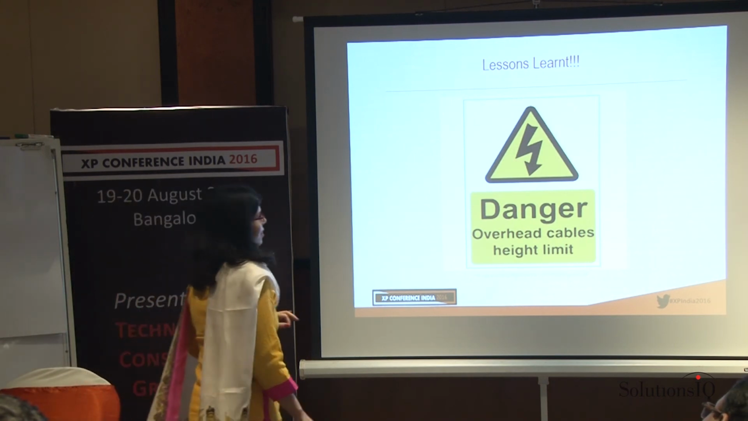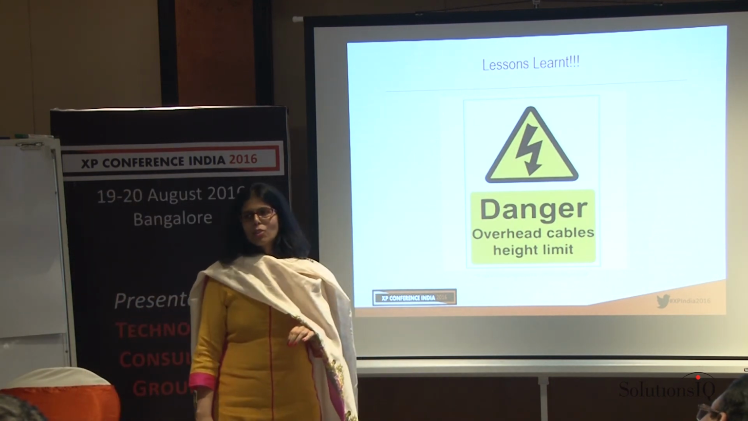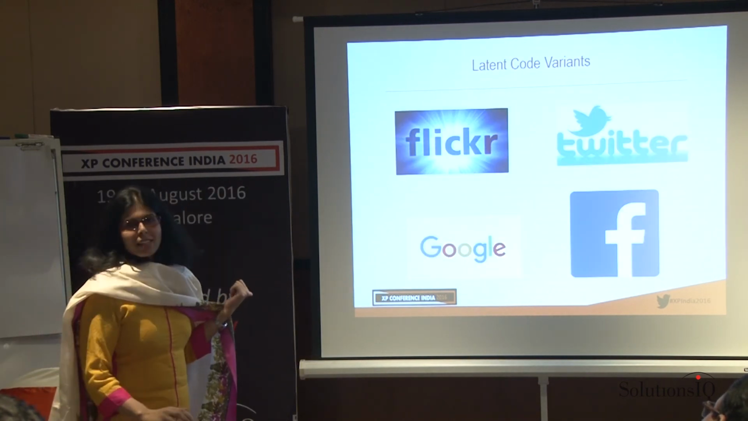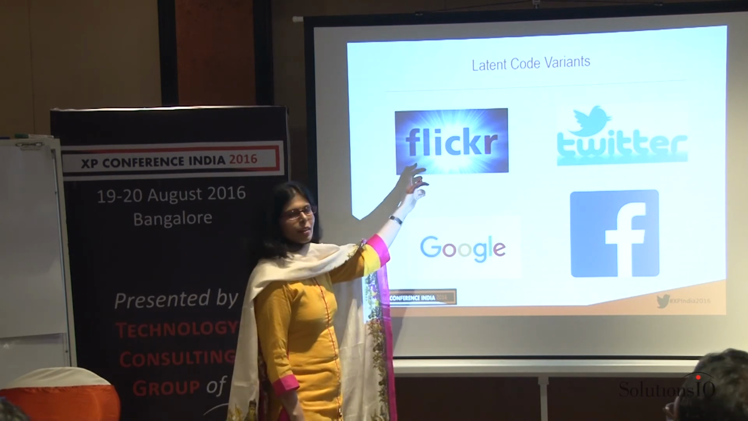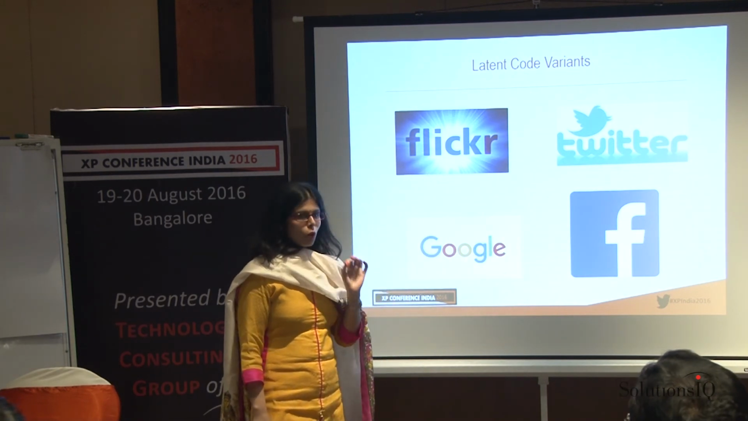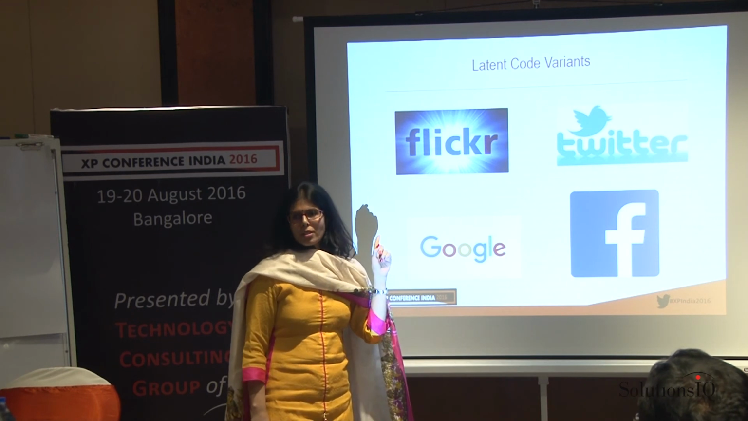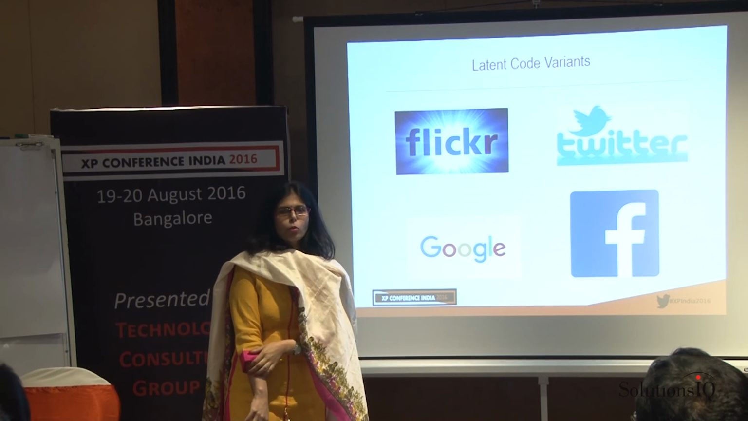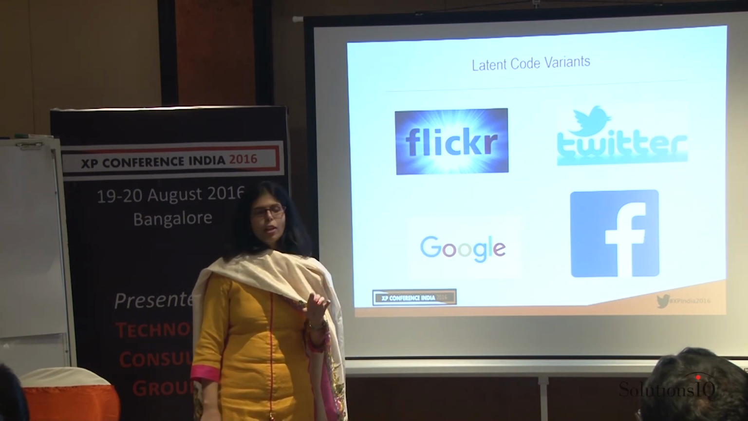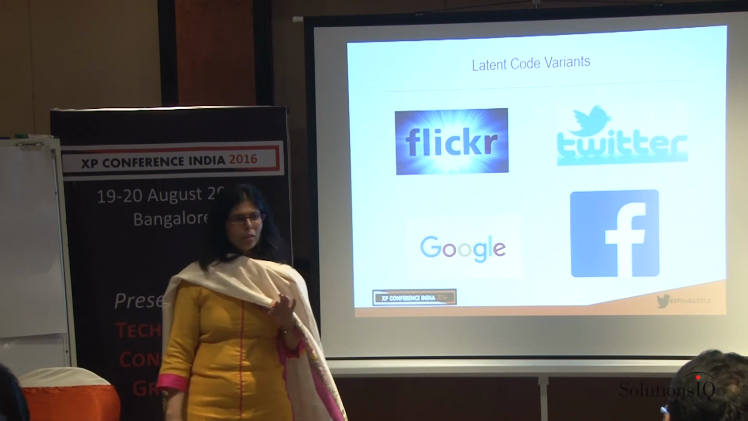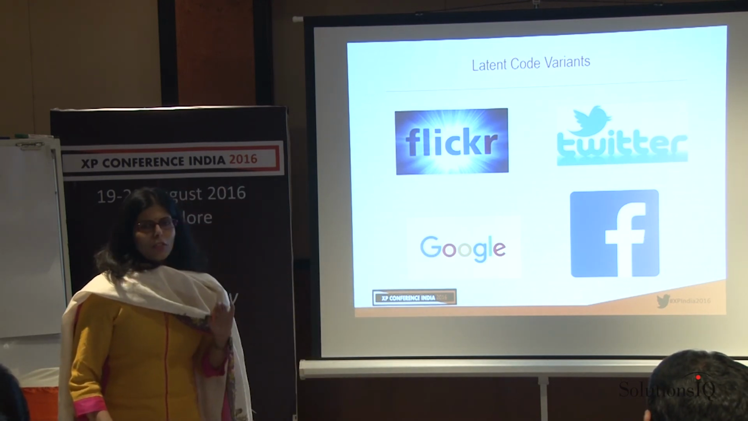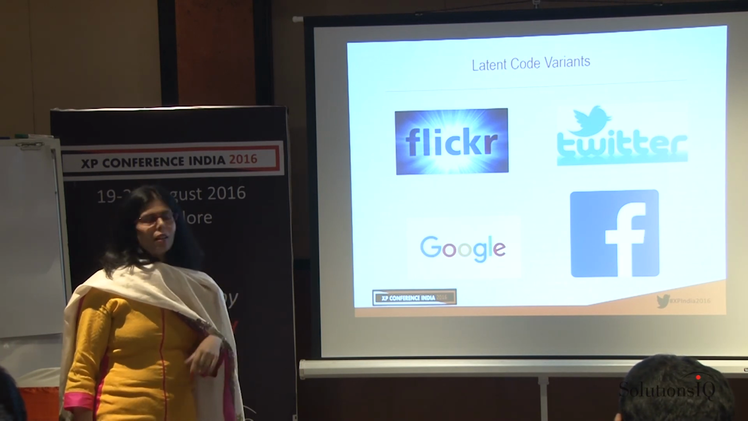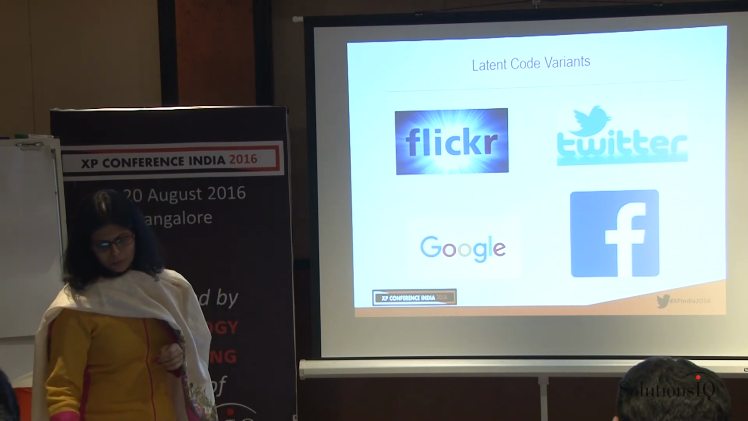And yes, it can be dangerous if not used properly, so be very cautious of how and when you use it. Some latent code variants, as I mentioned, Google experiments. Flickr has 10 plus deployments a day. There's a very good article, mentioned in one of the conferences, so just Google 10 plus deployments a day. It's, I think, from Paul Hammond, an awesome way of explaining toggles. Then Twitter, as I told you, moved to Cassandra, and Facebook Messenger we all know.